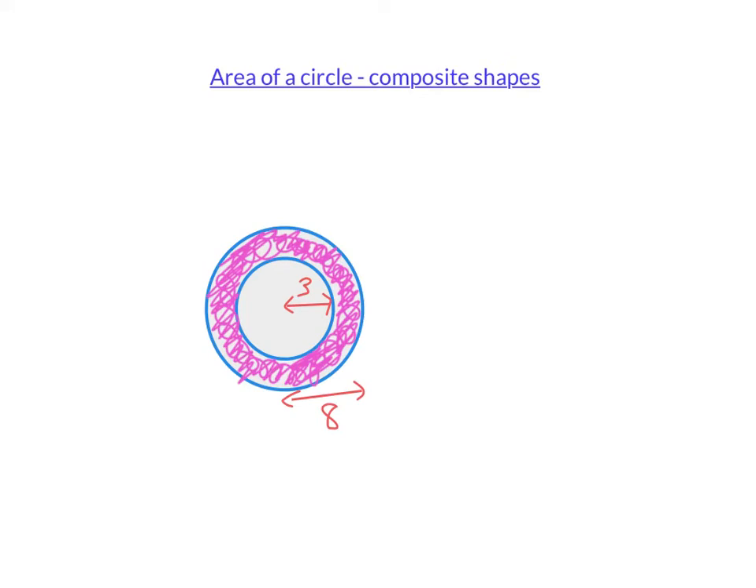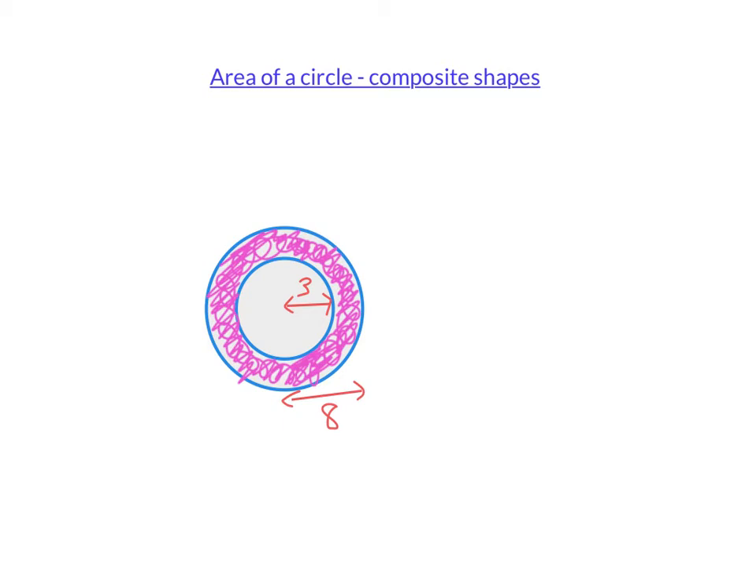Today we are looking at using the knowledge we have to find the area of a circle to find the area of composite shapes. In this first example, we are being asked to find the area which is shaded in pink. And we can see that we've got a small inner circle and a larger outer circle, and we're given the radius for each of the circles. So the smaller circle has a radius of 3 and the larger circle has a radius of 8.